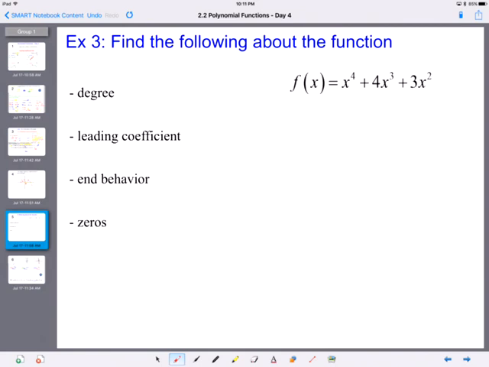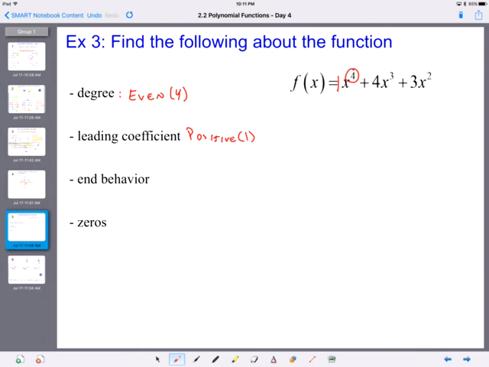So the degree, and this is in standard form, is the highest exponent of the polynomial function. What we're really looking at is that the degree is even. But if we want to get specific, it's 4. The leading coefficient is the number in front, which will be 1, but what we're focused on is that it is positive.